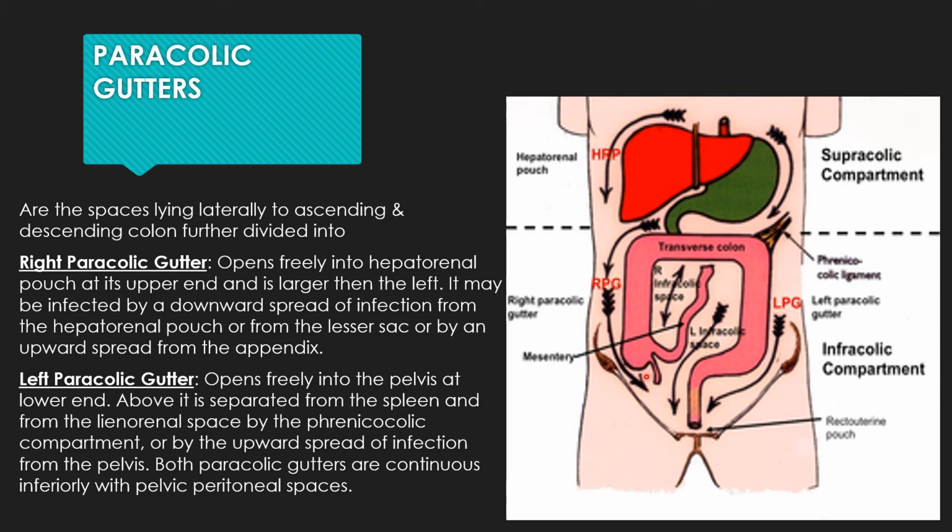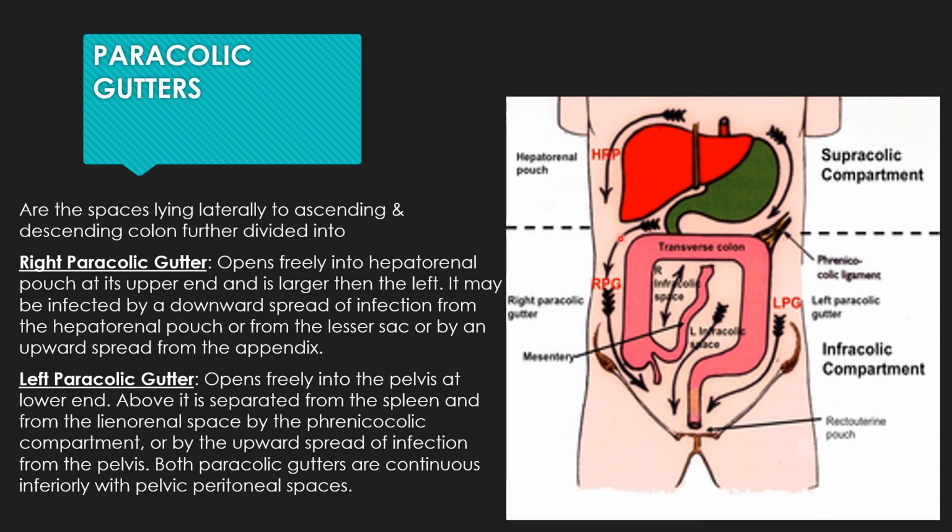As you can see, it is freely communicating with this right subhepatic space, that is the Morrison's pouch or the hepatorenal recess, and further upward it also communicates with this right subphrenic space. So infections or the infected fluid from the appendicitis can travel up from the infracolic compartment through this right paracolic gutter towards this hepatorenal recess, or also can go to the subphrenic spaces as well, and that could be vice versa, that is the fluid from this subphrenic space and from this Morrison's pouch, or even from the lesser sac, as the lesser sac is communicating with this Morrison's pouch through this epiploic foramen.